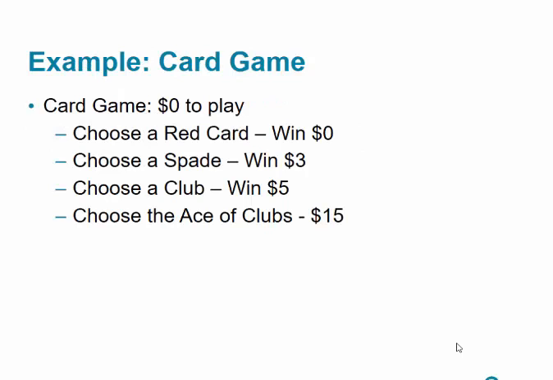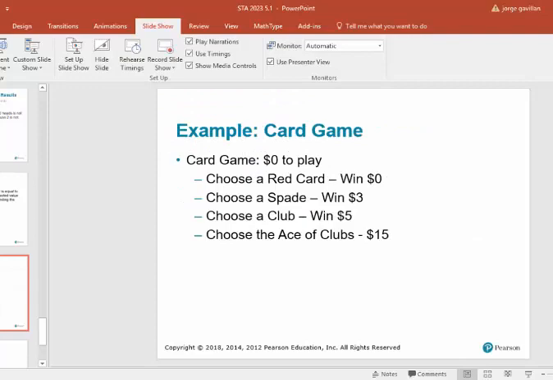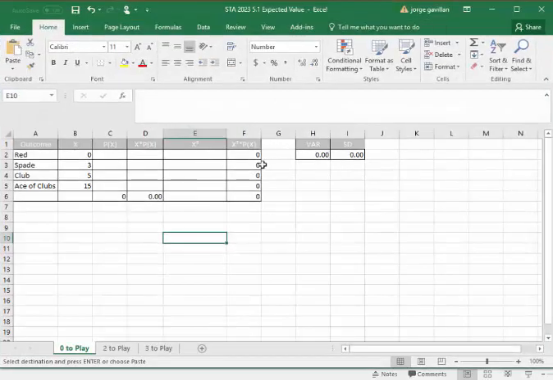So the first example that I'm going to do is playing a card game with $0 to play. And so you don't have to pay anything to play. You choose a red card, you win nothing. You choose a spade, you win $3. You choose a club, you win $5, and you choose the ace of clubs, you get $15. So let's go to Excel so we can see what that looks like.